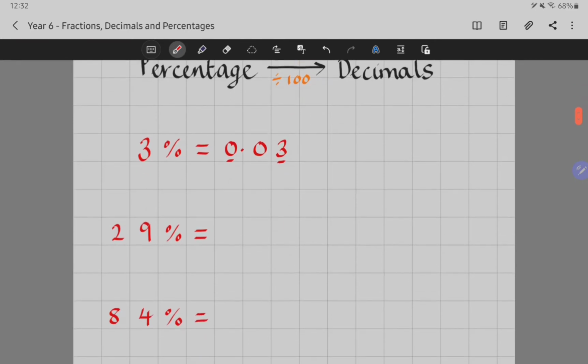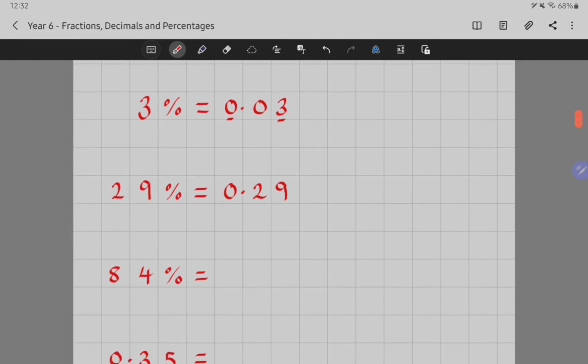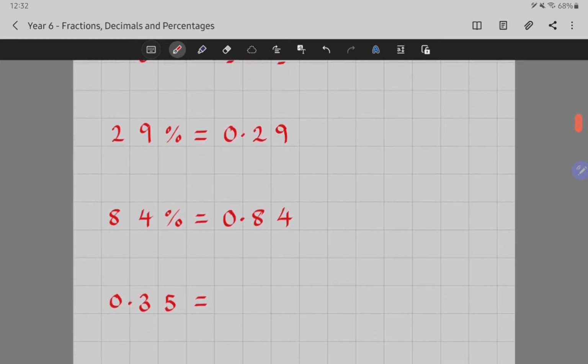29%, divide that by 100, I end up with 0.29. You can start to see that all of these percentages are less than 1. That's because 100% equals 1 whole. So anything less than 100% is always going to be less than 1. It's always going to be 0 point something. 84%. 84 divided by 100 is 0.84. Hopefully this is all starting to make sense. So nothing too complicated.